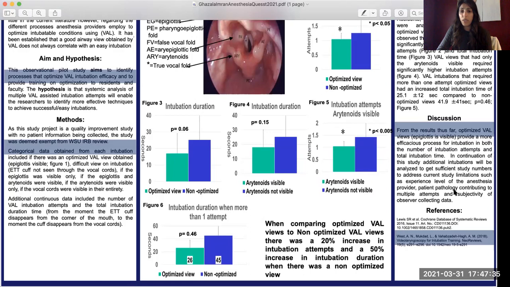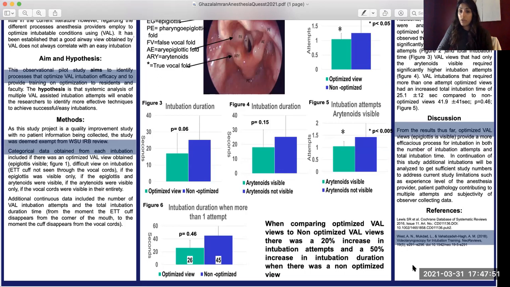So basically, what we can conclude from this is that when we compared the optimized views to the non-optimized views, there was about a 20% increase in intubation attempts, as well as a 50% increase in the intubation duration when there was a non-optimized view.